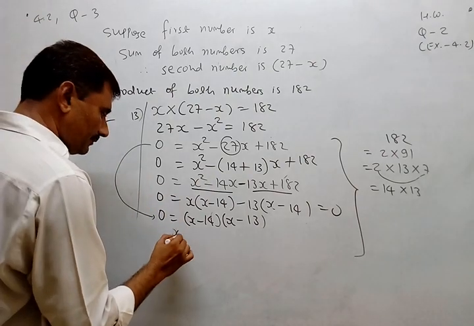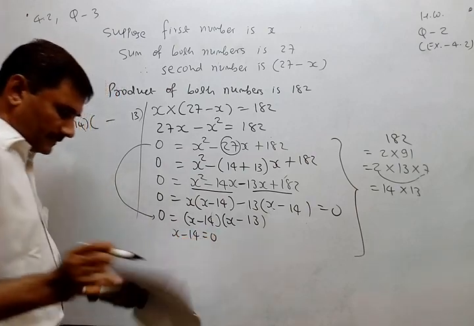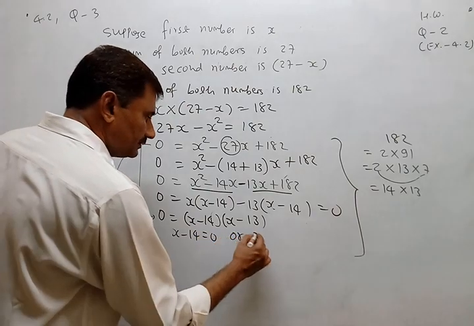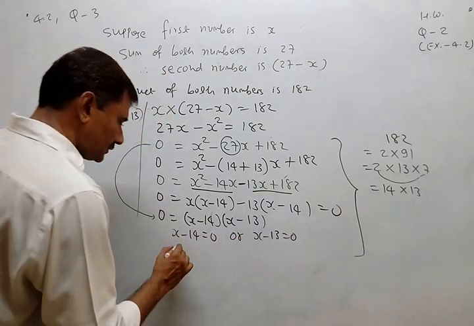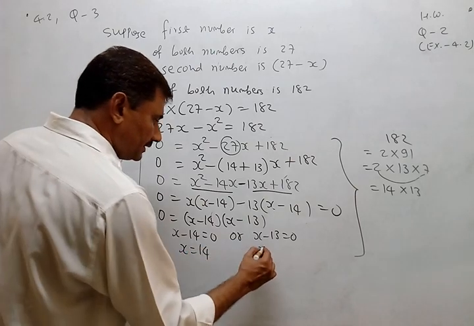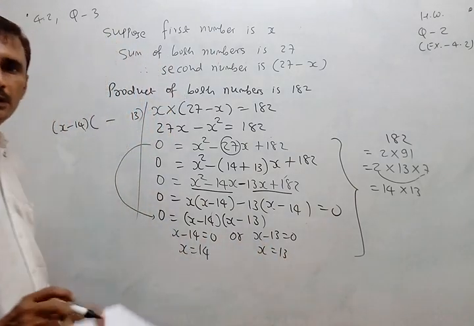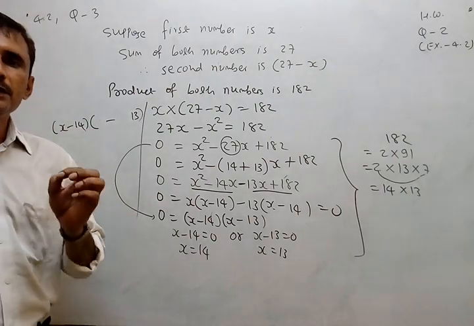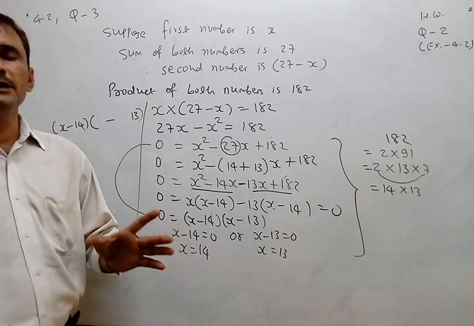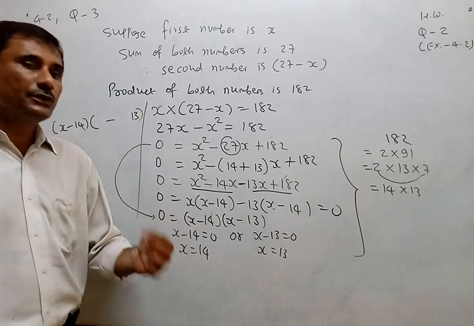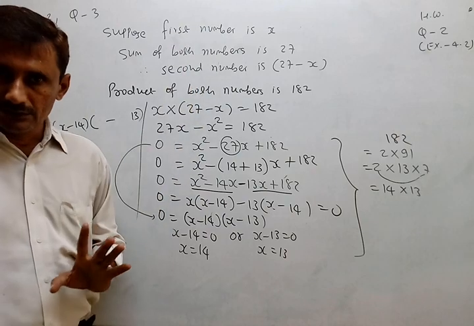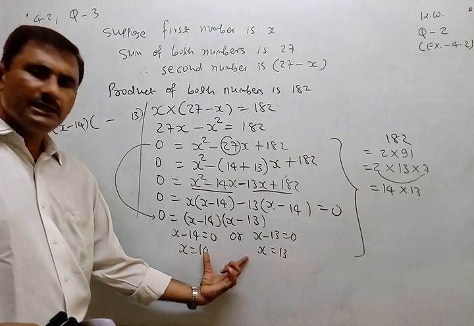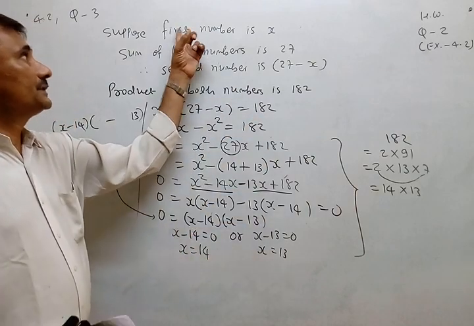So now if you compare them with 0, then x minus 14 equal to 0, x minus 13 equal to 0. So you got x equal to 14 from here, x equal to 13. In word problems, mostly we accept a positive integer answer. If any negative or fraction is there, mostly we neglect it, because it is not suitable according to our supposition. But here both are positive, so we have to take both. Now what are they? These are two answers of the first number only.